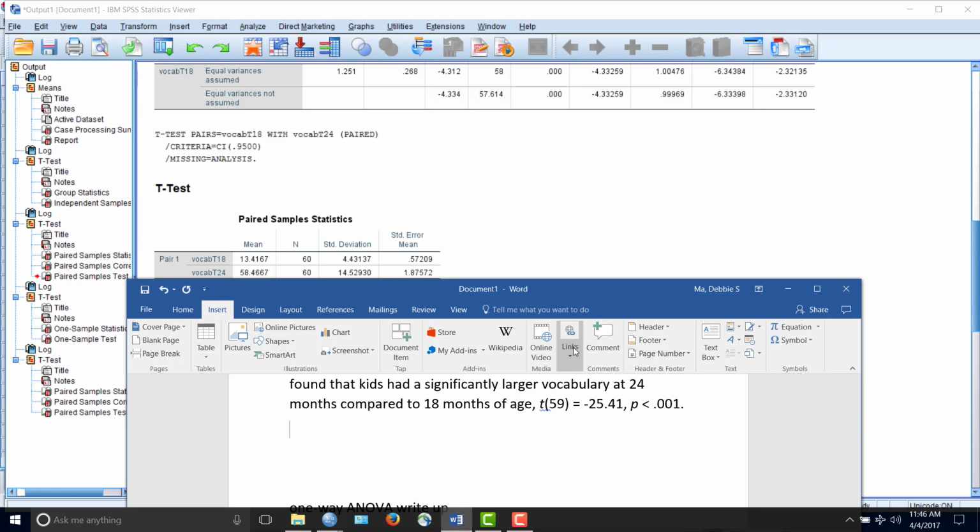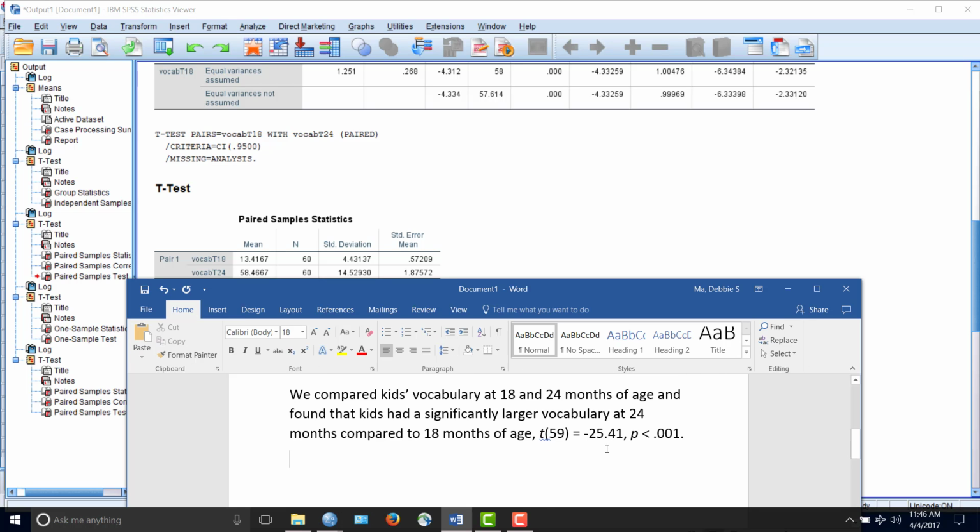So there could be different ways that we do this, and I just want to show you another example. One thing we can do is just have one sentence. We compared kids' vocabulary at 18 months and 24 months of age and found that kids had significantly larger vocabulary at 24 months compared to 18 months of age. I'm going to delete this because it seems a little bit repetitive to me. And we can actually embed the means into the sentence. So we don't even have to have a second sentence, because this sentence, as I have it written here, is pretty self-explanatory. We don't need to be so repetitive.